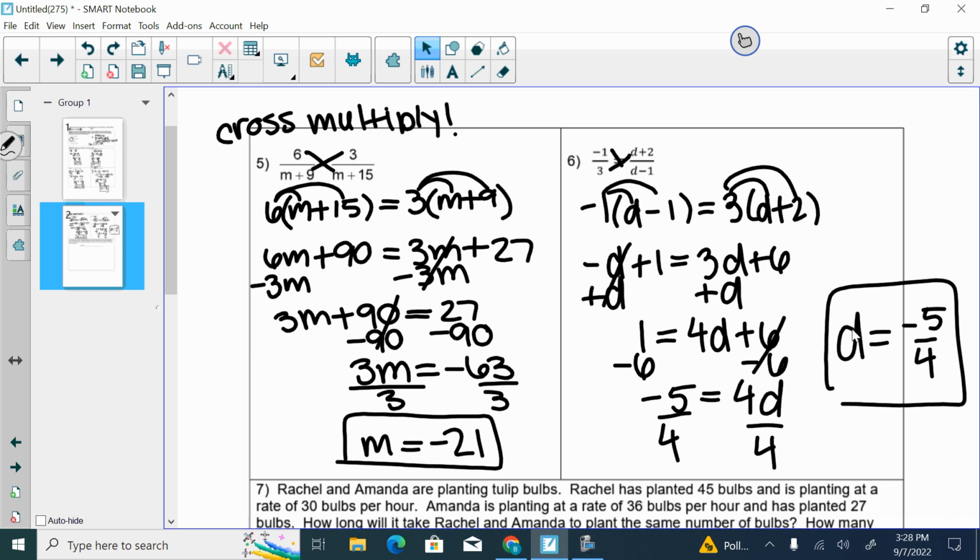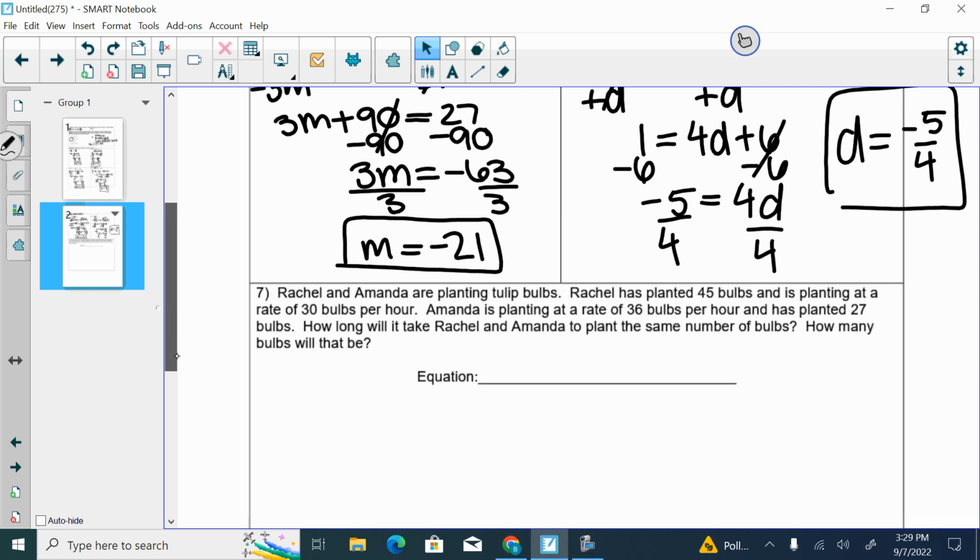Okay, and then we got one word problem. This problem at the bottom says that Rachel and Amanda are planting tulip bulbs. Rachel has planted 45 bulbs and is planting at a rate of 30 bulbs per hour. Amanda is planting at a rate of 36 bulbs per hour and has planted 27 bulbs. How long will it take Rachel and Amanda to plant the same number of bulbs? How many bulbs will that be?